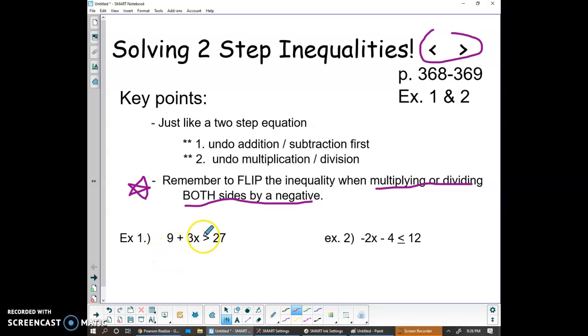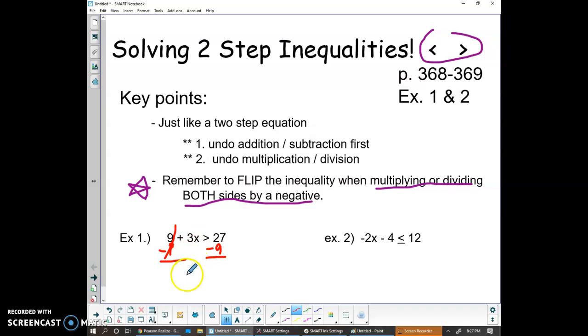We have to try to get x by itself. 9 plus 3x is greater than 27. First you want to undo addition or subtraction, so you're looking at the term that doesn't have the variable. It's 9. To undo the 9, you're going to subtract 9 from both sides. Make sure you remember to show your work. You should get a piece of paper when you're doing your homework to write down your work on. Subtract 9 from both sides.